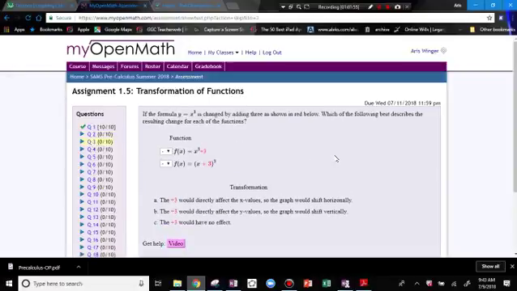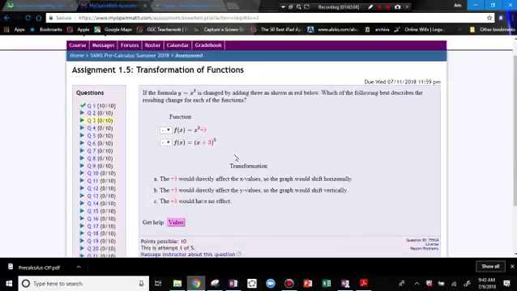X cubed is changed by adding 3, as shown in red below. Which of the following best describes the resulting change for each of the functions? So here, x cubed plus 3. The plus 3 would directly affect the x value, so the graph would shift horizontally. So that's A, right? Horizontally. Y value, so this one's vertically, right?